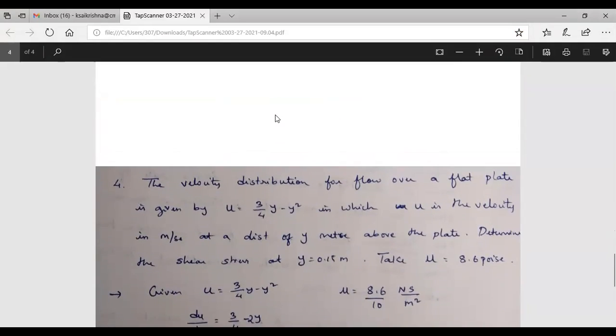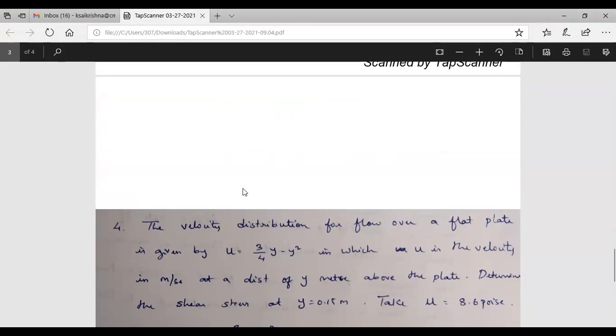Right. Today's last problem will be this one. Please copy the question. So I'm reading it once. Here he gave a distribution, nothing but an equation will be given for finding velocities. The velocity distribution for flow over a flat plate is given by u equal to 3 by 4 y minus y square. So he is giving a relation, nothing but we have to find the velocities at different positions of y, because he will give in the problem where you have to find this u value.